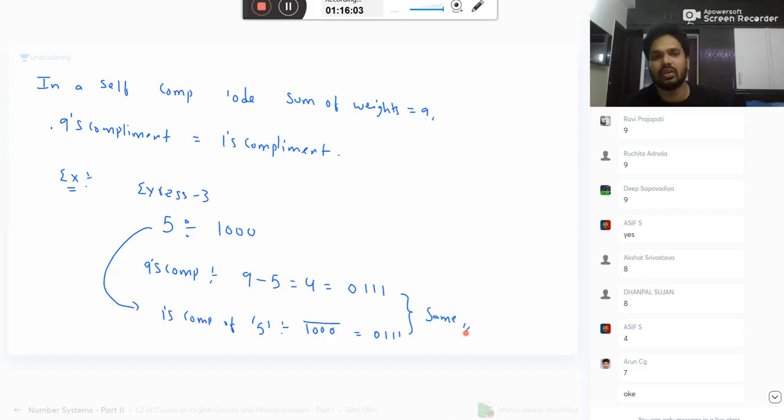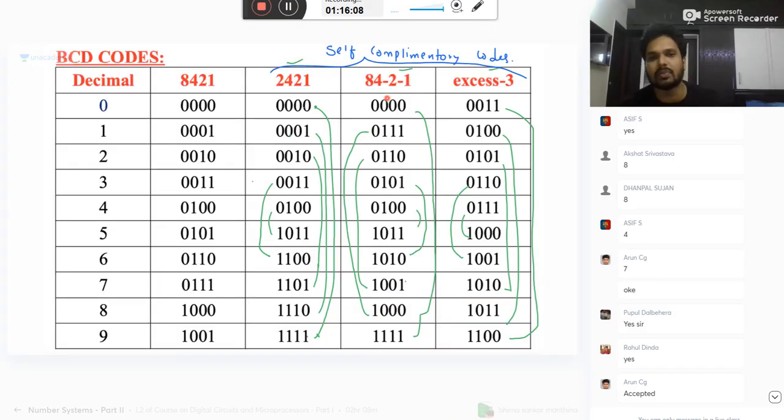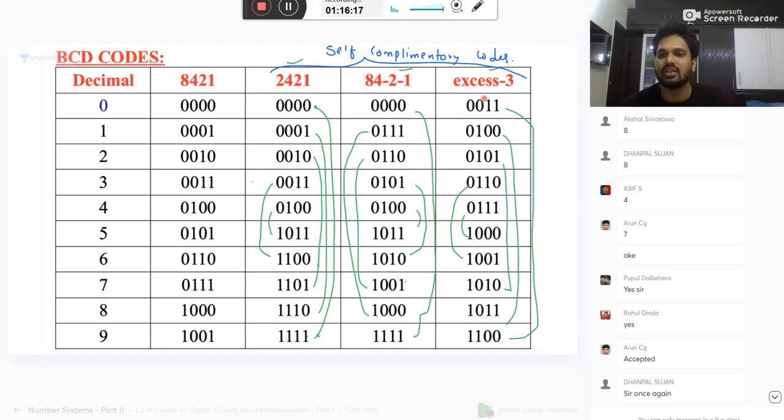Okay, so that is what we call a self-complementary code. That is the reason we have taken this particular pattern, such that it satisfies the self-complementary property. This and this are complements of each other, and like that it will be satisfied. This is the reason why excess 3 is used, not excess 4, excess 5 or excess 6.